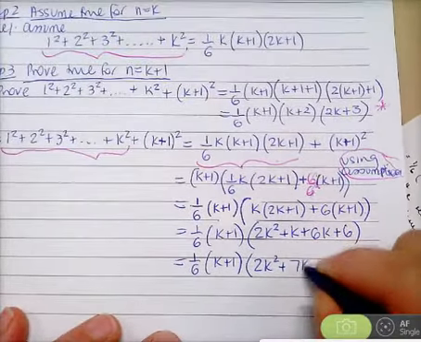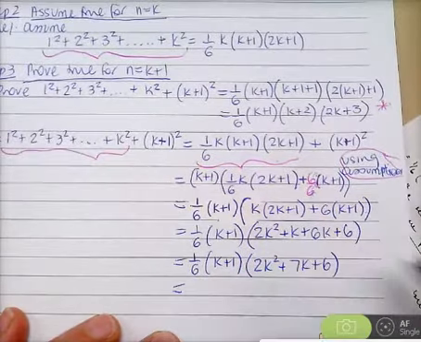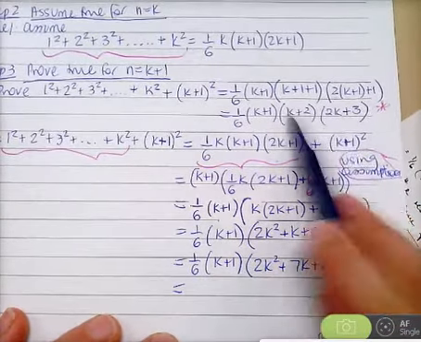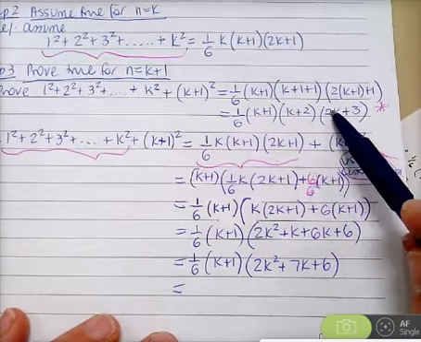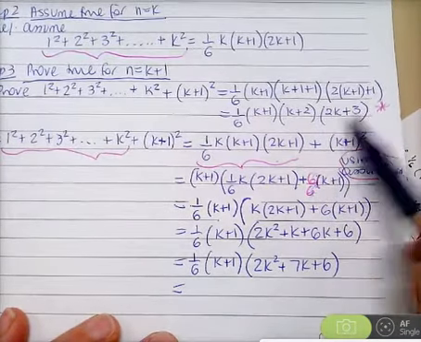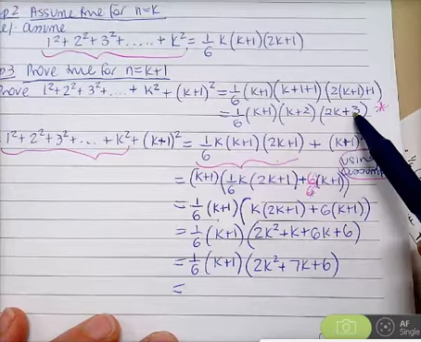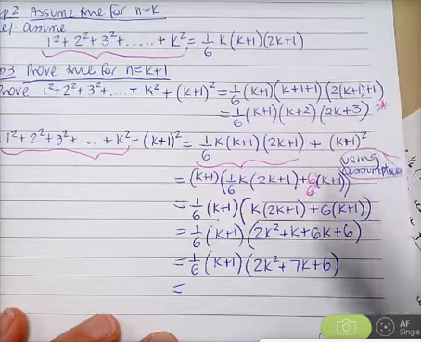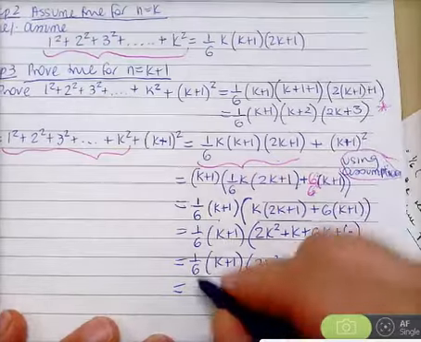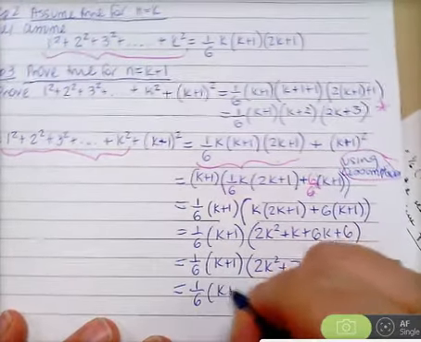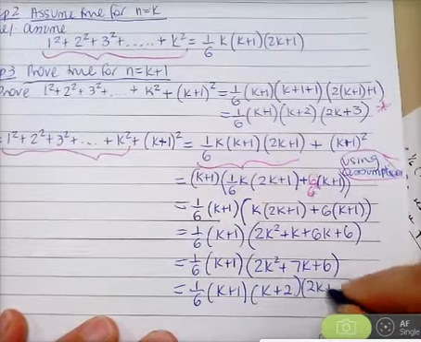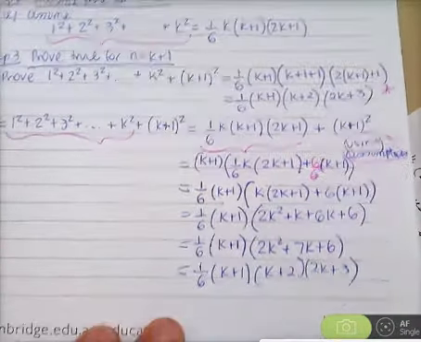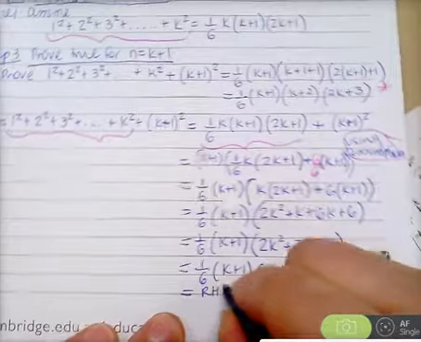7k plus 6. And look what we're trying to get. Let's just write this factorization out, check that it works. What have you got? 2k squared plus 3k plus 4k, which is 7k plus 6. Is it that? So you just write it. Equals 1/6 k plus 1, k plus 2 times 2k plus 3. So we've proven it, which equals the right-hand side.